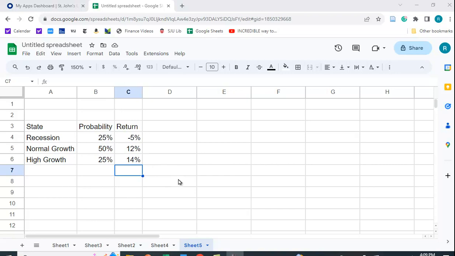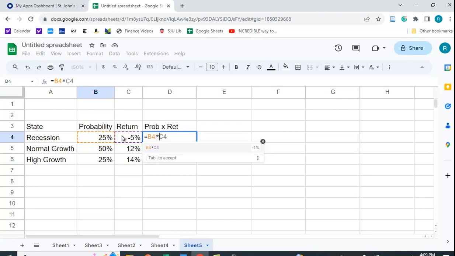So what you do is you multiply the probability times the return in that state of the world, and you do it for each one, and then you add them up. That's how you get the expected return. So this is going to be the probability times the return. You can do this simply by multiplying this times this.